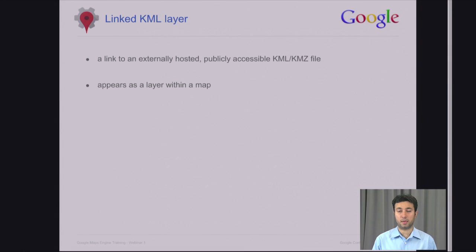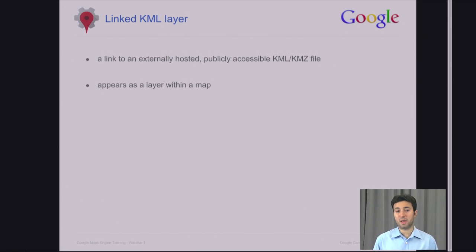When you create a map in Maps engine and start adding vector or imagery layers to the map, another thing you could add in addition to the vector and imagery layers is what we call a Linked KML layer. So this KML file is hosted externally and it has to be publicly accessible. In other words, if I were to use this link in a browser and try to download, it has to download immediately and not prompt me with any authorization or authentication prompts.